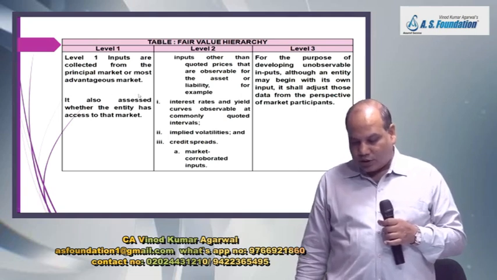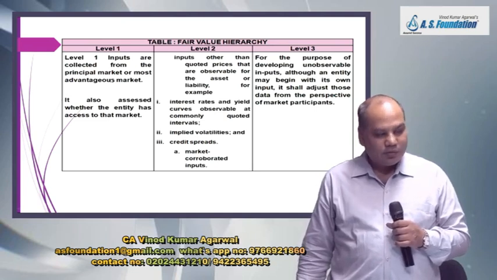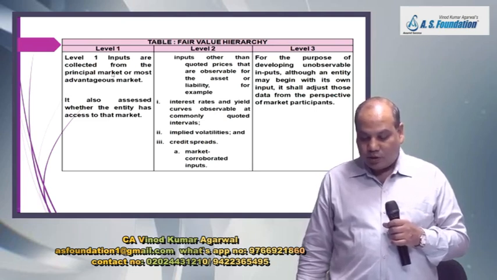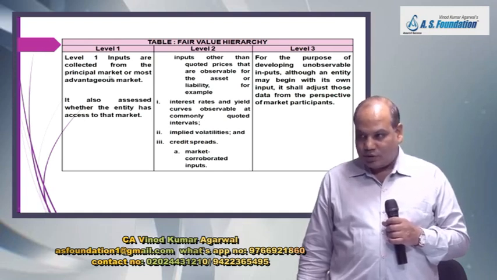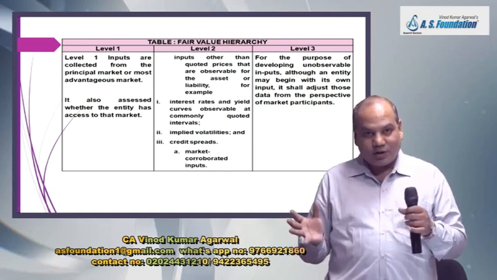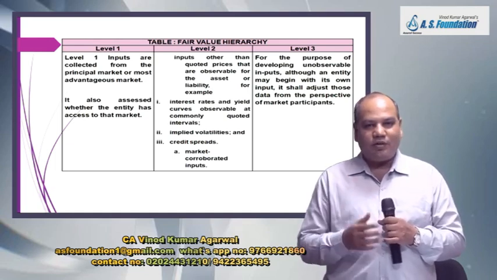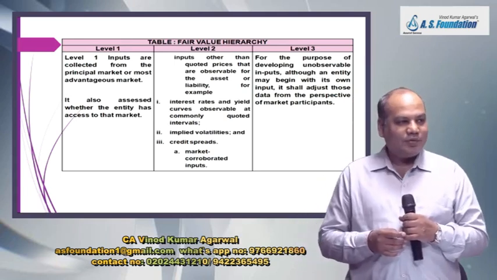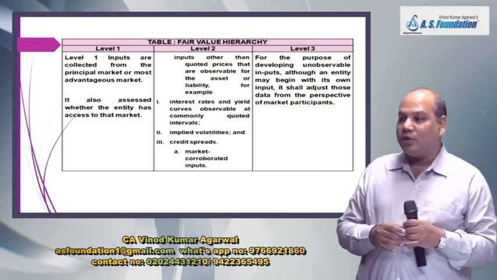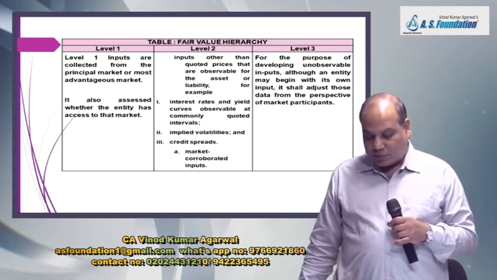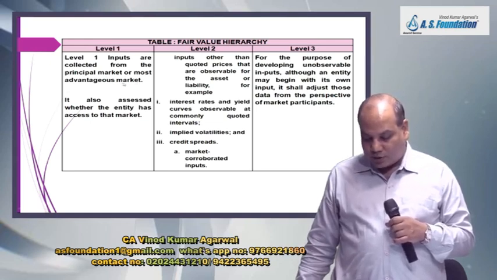Now your boss has said go and find out level 1 input. From where will you find it? Level 1 input will be collected from the principal market. You have to find out in which market you have the highest volume. Infosys may be traded in Nasdaq also, National Stock Exchange also. Where will you go to find out the fair value? The principal market, that is National Stock Exchange, or the most advantageous market.